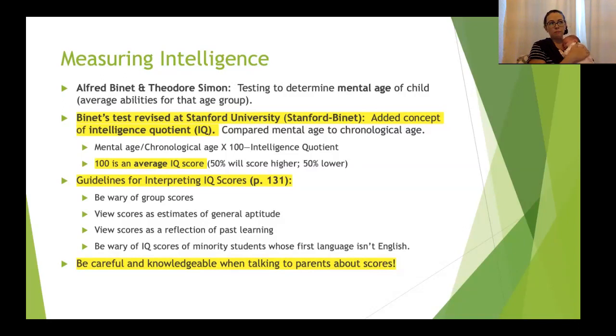So make sure that when we're talking about IQs, this is just one of many ways that we could evaluate or measure the intelligence of a person. And we don't want to put all of our eggs in one basket. So we're using lots of different data points, especially when we're talking to teachers or to parents. Make sure we know how we're talking about it when we're talking to parents.